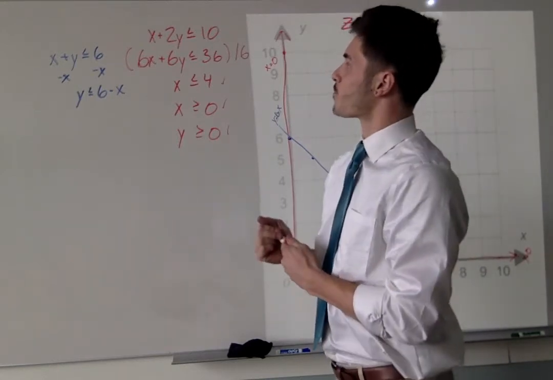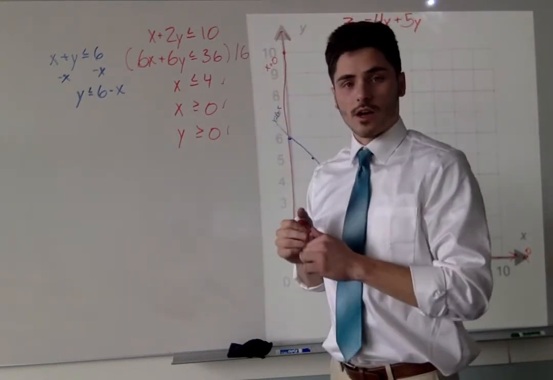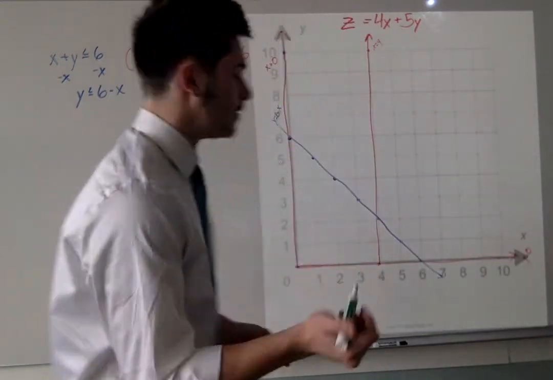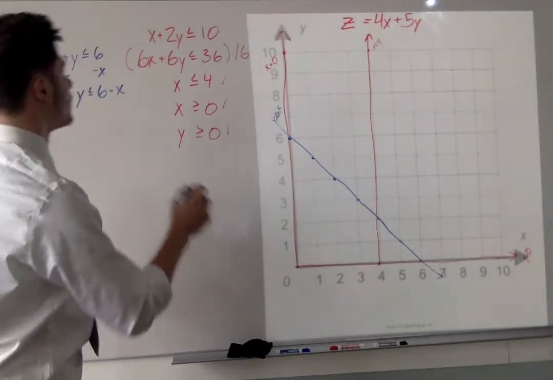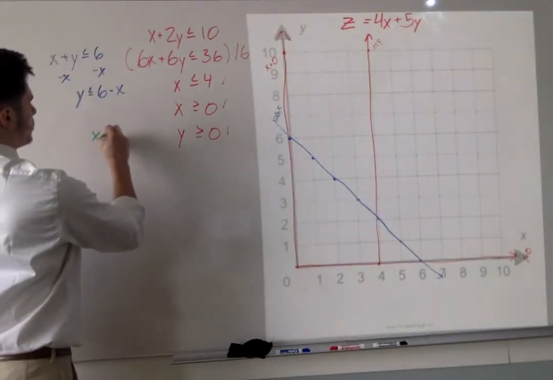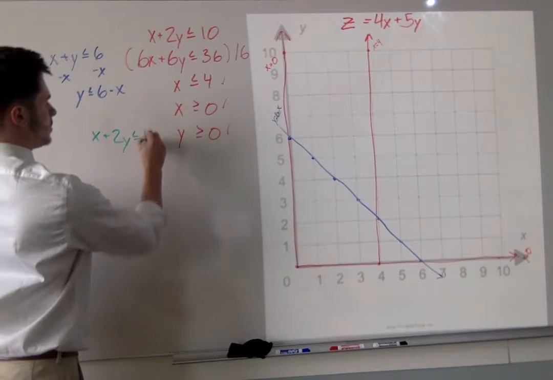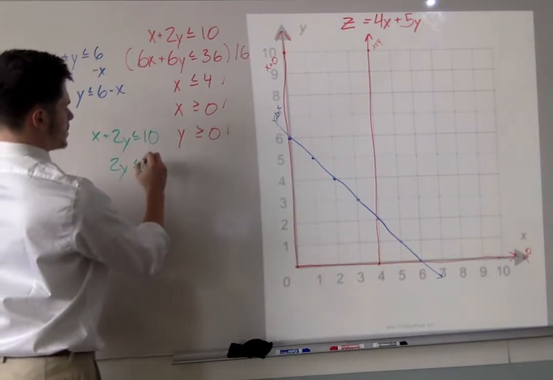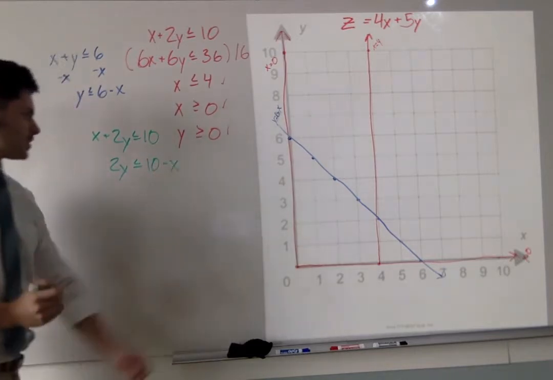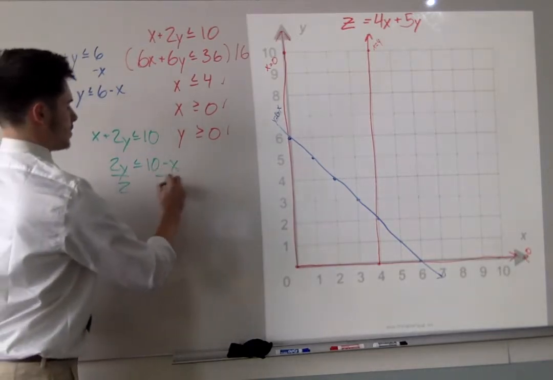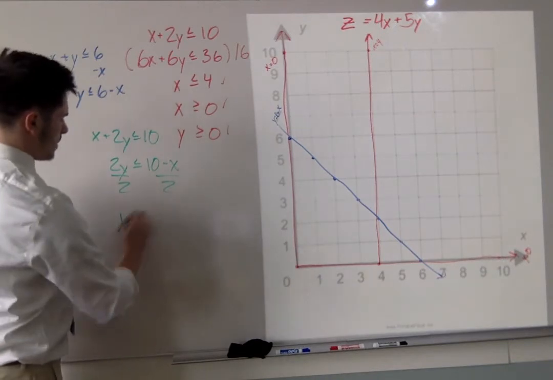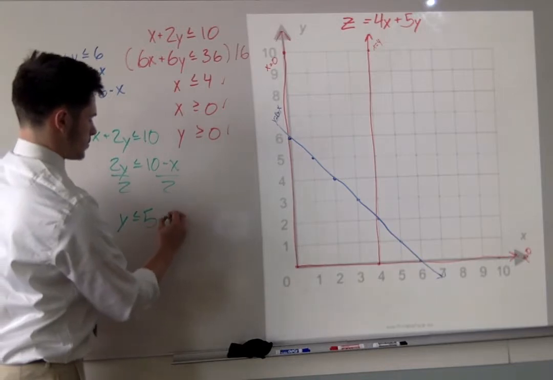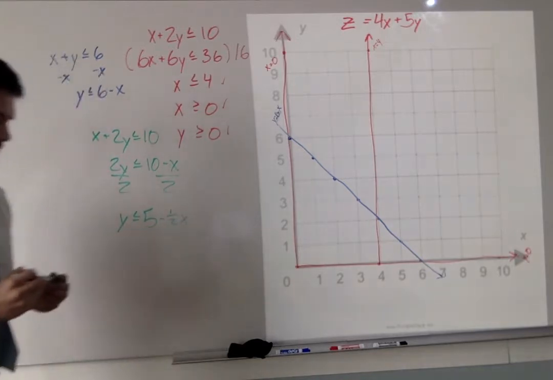And this one we also are going to have to put into slope-intercept form. My bad, again. I'm going to do that in green right here. So we have x plus 2y is less than or equal to 10. So we get 2y is less than or equal to 10 minus x. Divide both sides by 2, and we get y is less than or equal to 5 minus 1/2 x.